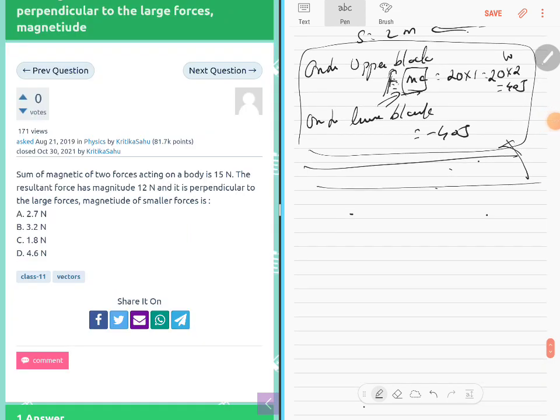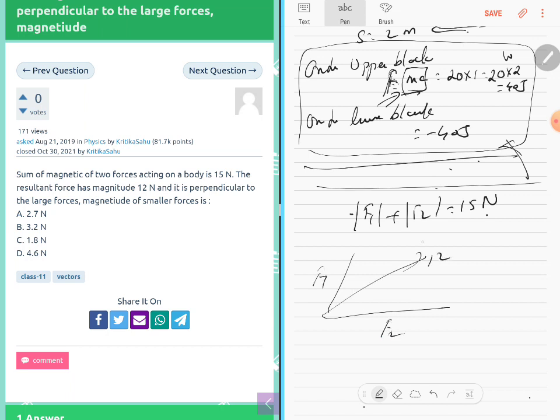So let's deal with this question. The sum of the magnitudes of two forces acting on the body is 15 Newton. Magnitude of F1 plus magnitude of F2 is equal to 15 Newton. The resultant force has a magnitude, which means F1 and F2 should have been in different directions so that you will have a resultant. I don't know what the angle between them is, but they have given the resultant to be 12 Newton.